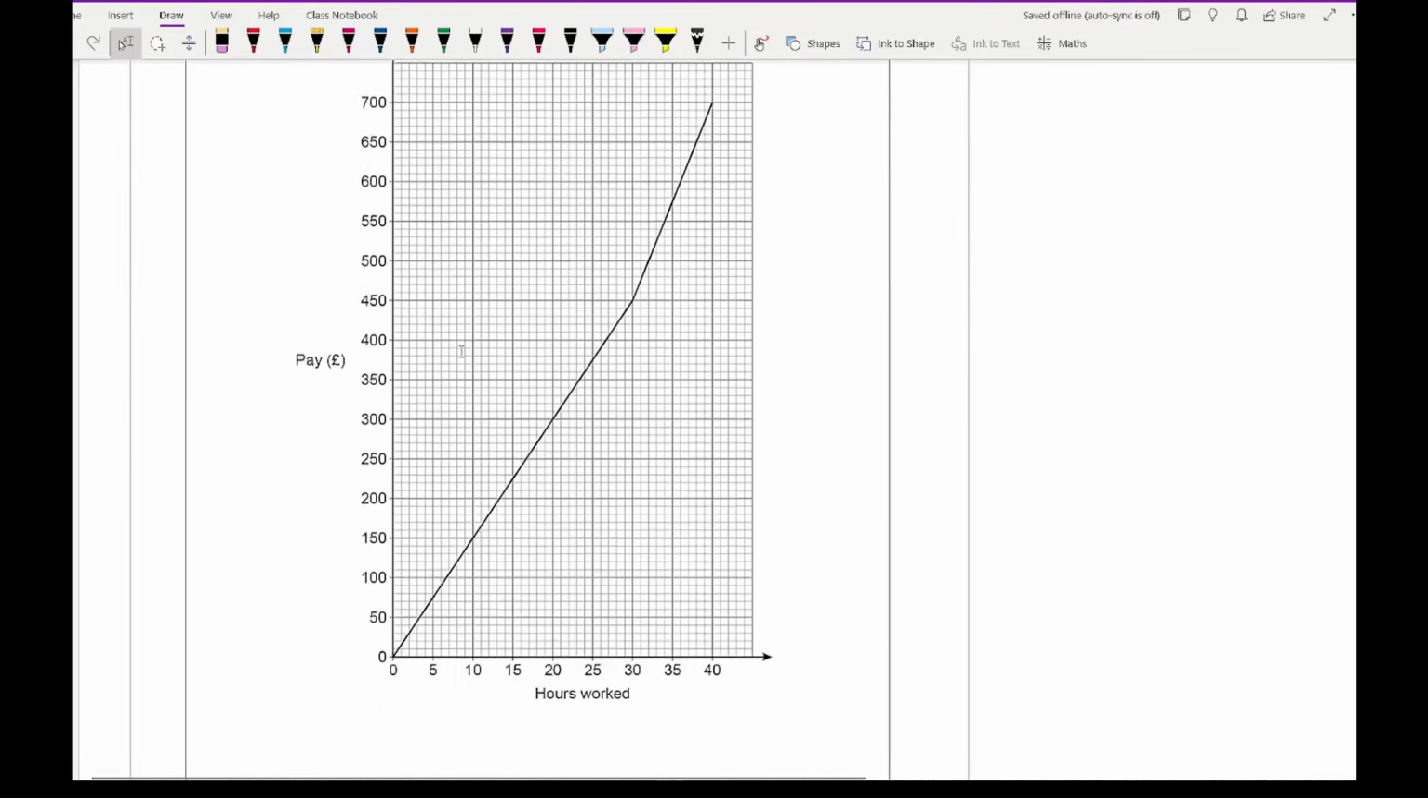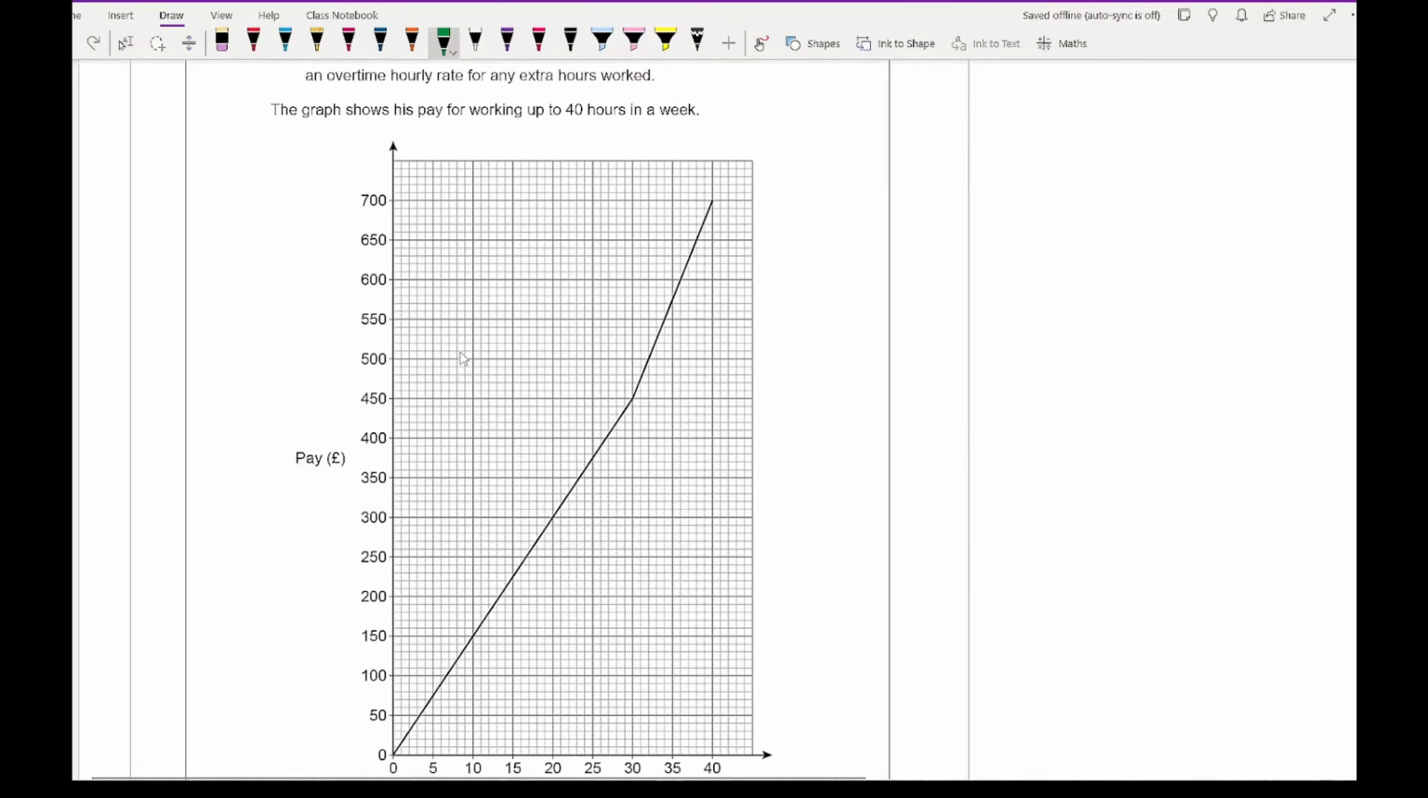So for this, what we need to do is work out the gradients of each of those particular points. So the basic rate, in other words, the gradient, is going to be 450 over 30, which is £15. So basically it's paid £15 per hour.